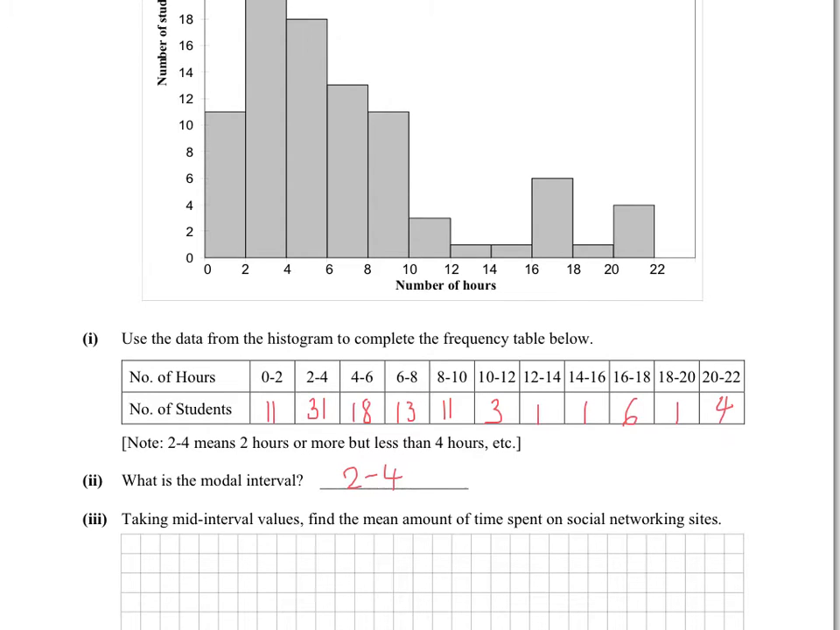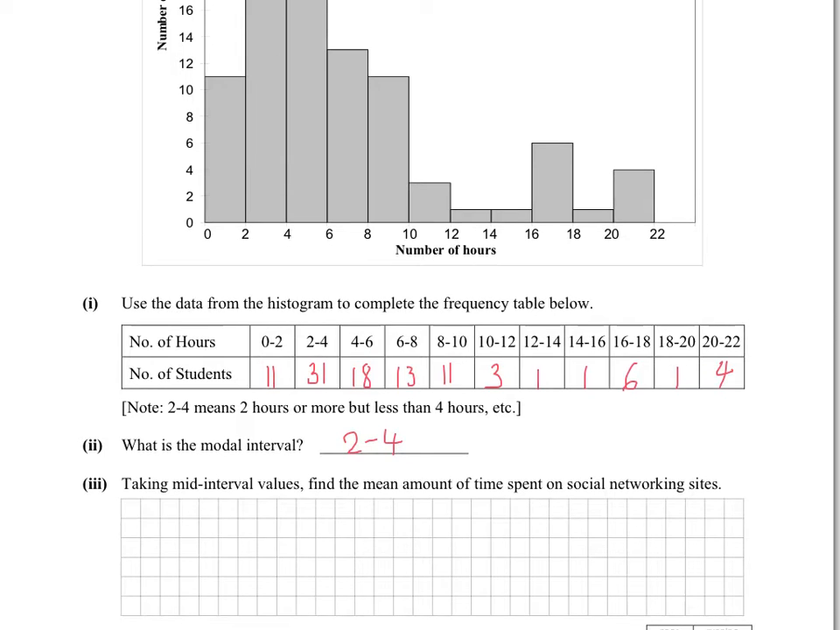Next we're asked to work out the mean for a set of data by taking the mid-interval values, which is halfway between the boundaries of each class interval. This is reasonably straightforward because halfway between 0 and 2 is 1, halfway between 2 and 4 is 3, and then 5, 7, 9, 11, halfway between 12 and 14 is 13, and 15, 17, 19, 21. They're the mid-interval values because they're halfway between the two boundaries of each interval.